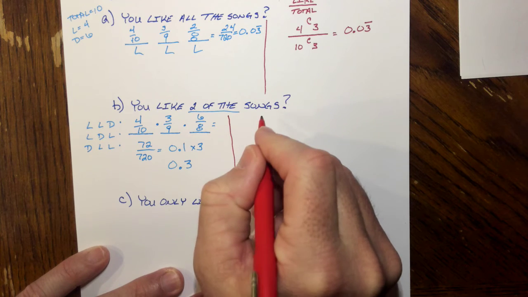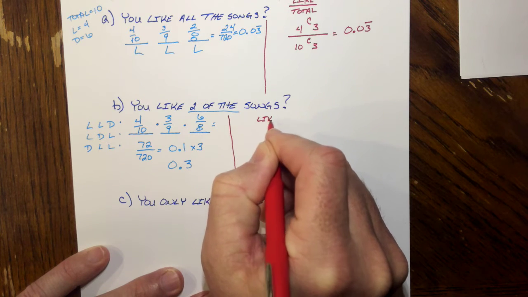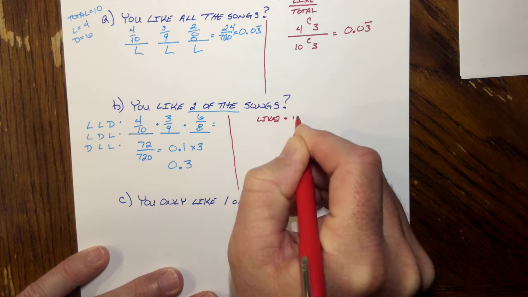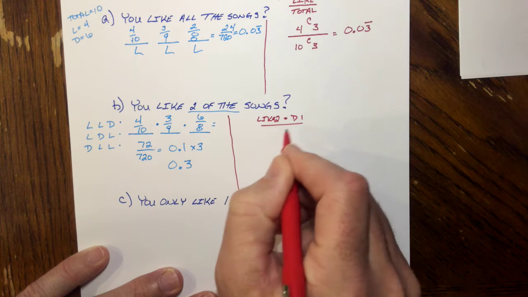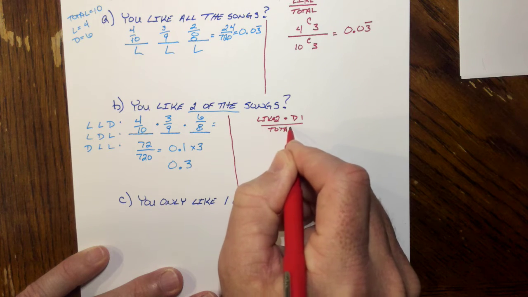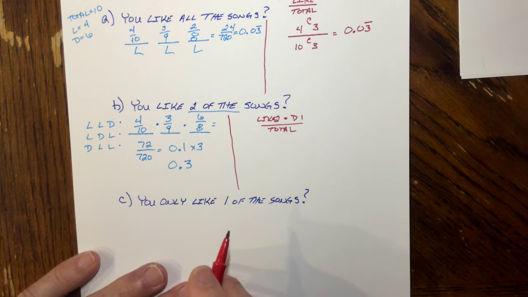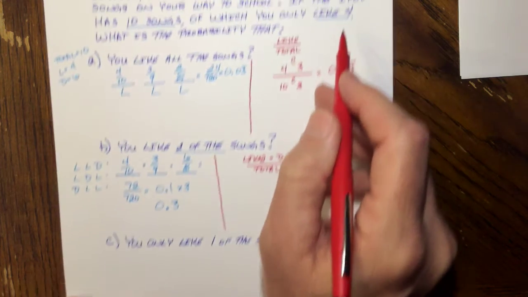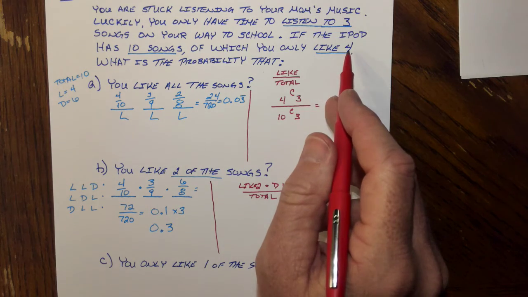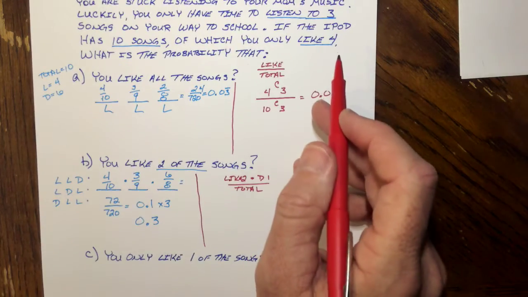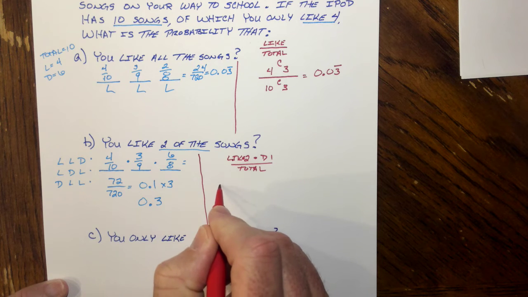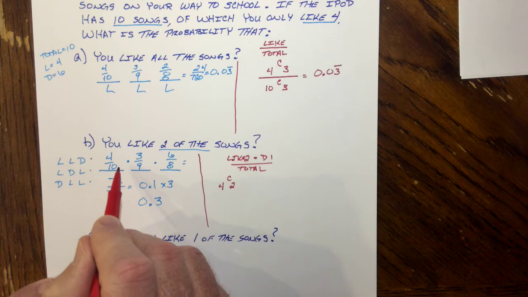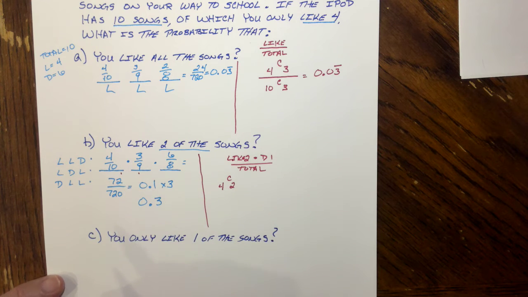But I want to show you the other one as well. So now what's happening? We're going to like 2 and dislike 1. Still got our total songs. Okay, so we have how many songs we like? 4. We want 2 of them in no particular order. So 4 combination 2. This takes care of those 2 things right there.